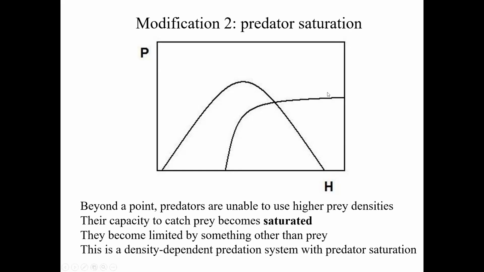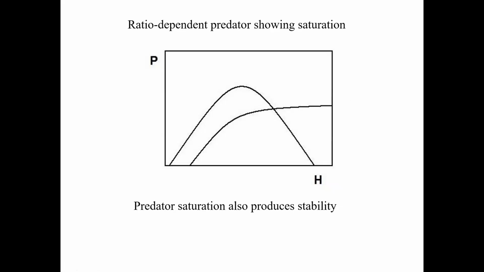So here you have kind of a real steep ratio dependence and predator saturation. You can have a much shallower slope here. You can have real obvious ratio dependence and saturation, or you could have a density-dependent predator where the line goes straight up for a while and then turns. Okay, so here's a very clearly ratio-dependent predator that becomes saturated by prey and is limited by something else. And once again, look at what we got here. Stable equilibrium.